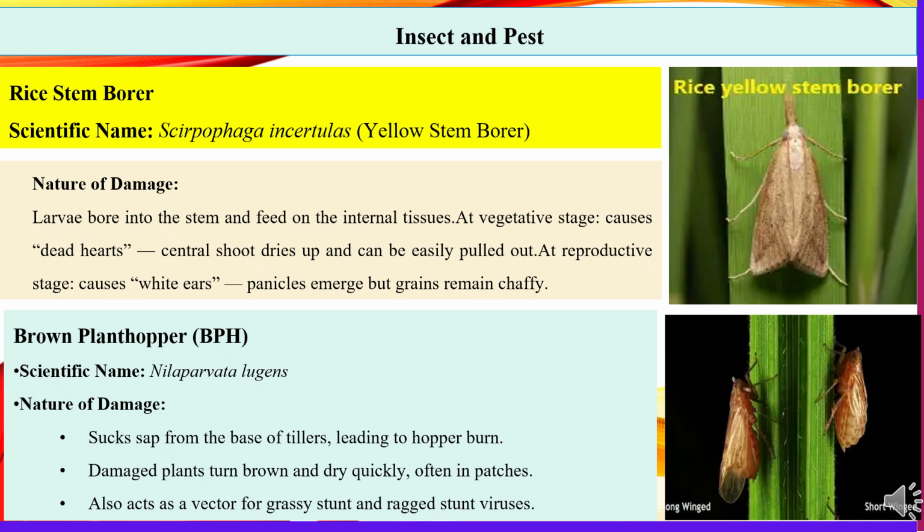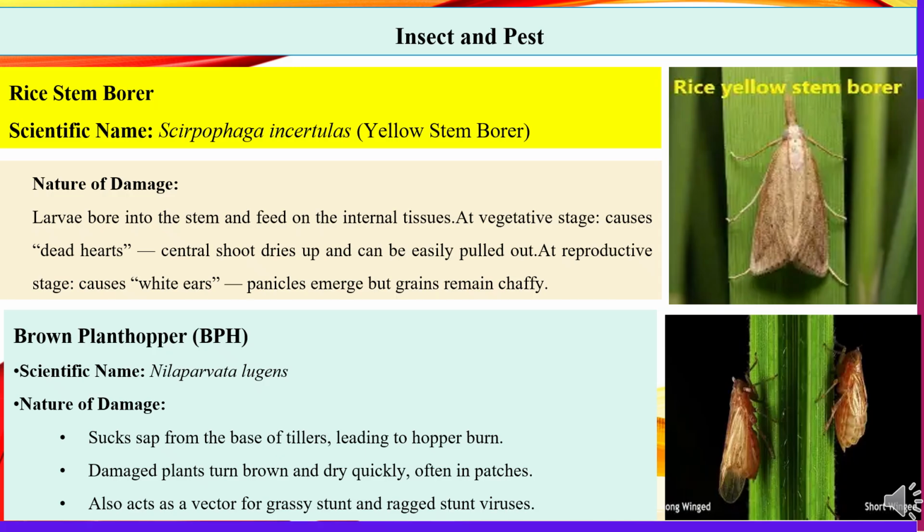Management. Clip seedling tips before transplanting to remove egg masses. Encourage natural enemies like Trichogramma japonicum. Avoid excessive nitrogen application. Apply recommended insecticides, e.g., cartap hydrochloride, fipronil, at the right stage.